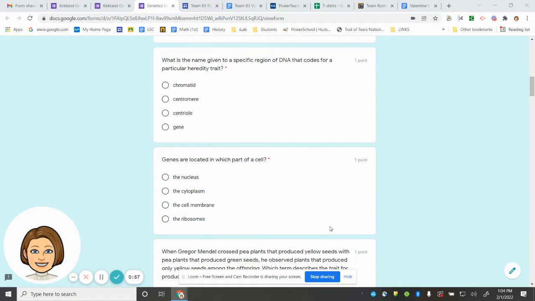Number 3. What is the name given to a specific region of DNA that codes for a particular heredity trait? Chromatid, centromere, centriole, gene. Number 4. Genes are located in which part of the cell? The nucleus, the cytoplasm, the cell membrane, the ribosomes.